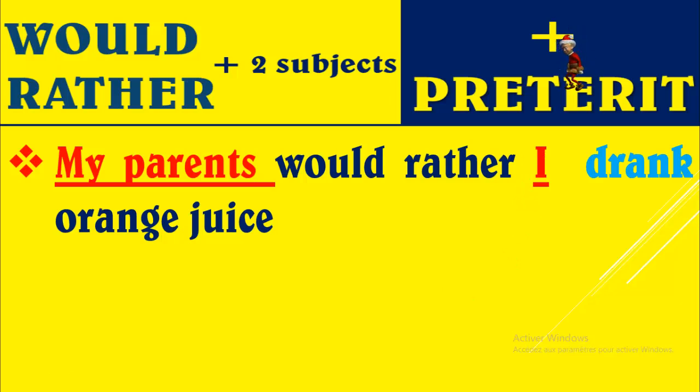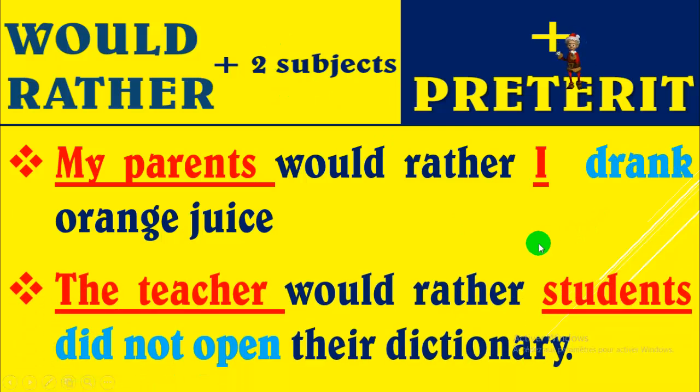So you have two people. When you have two subjects, the verb coming after is in the preterite. So normally, would rather is followed by base form, but when you have two subjects, would rather is followed by the preterite. Here you have in red, my parents and I, two subjects, preterite. The teacher would rather students did not open the dictionaries. Le professeur préfère que les élèves n'ouvrent pas. Il y a le professeur, un sujet, les élèves, deuxième sujet, preterite.